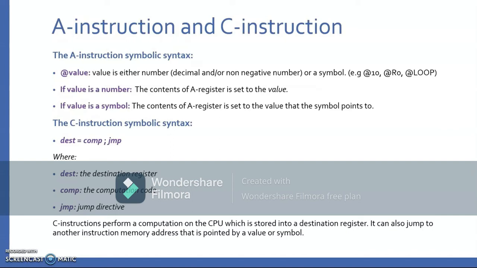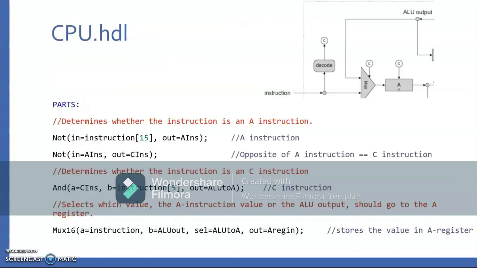It can also tell the CPU to jump to another instruction memory address that is pointed to by the value or the symbol. In the first line, we can see that the NOT gate is used to tell whether an instruction coming into the CPU from the instruction memory is an A instruction. But first the CPU decodes the 16-bit instruction into an opcode and a 15-bit value. If the opcode is 0, the instruction is an A instruction. Whereas if the opcode is 1, the instruction is a C instruction.